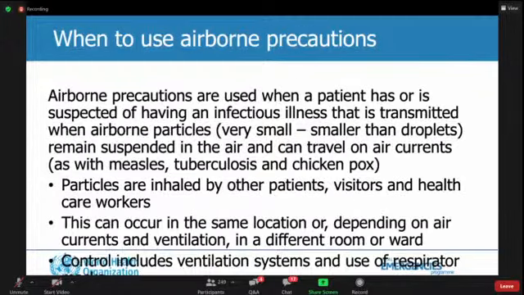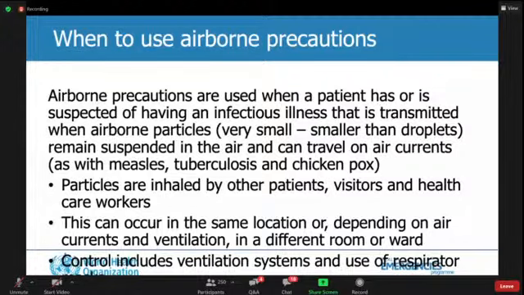And sometimes we can have diseases that are transmitted via air. For these diseases, like tuberculosis, measles, chickenpox, etc., we need to apply airborne precautions. And for this particular pandemic, as I said previously, COVID-19 can also be transmitted via air.